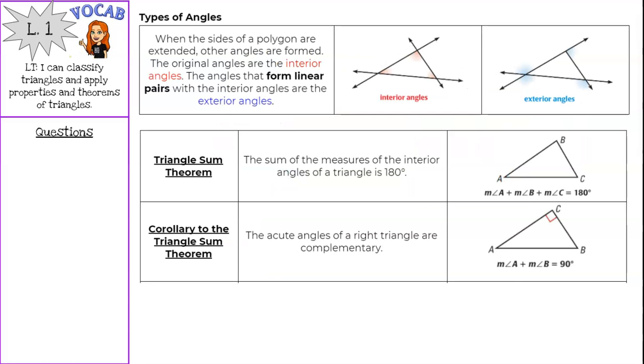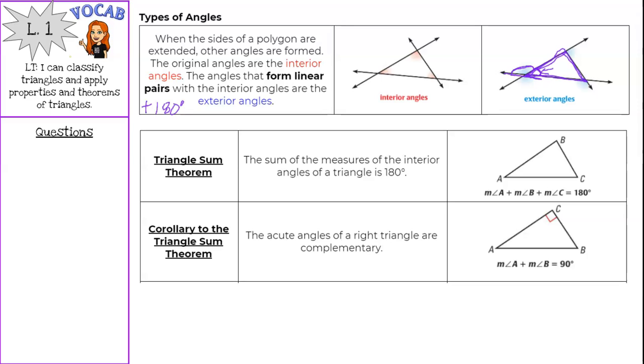Types of angles. When the sides of a polygon are extended, other angles are formed. The original angles are interior angles. The angles that form linear pairs with the interior angles are exterior angles. So we have the normal angles on the inside, but if we extend the sides, we get these exterior angles. Here's an exterior angle, and this would be an interior angle, and they make that linear pair because they're on the same line. Remember, linear pairs means that they are supplementary, or add to 180.